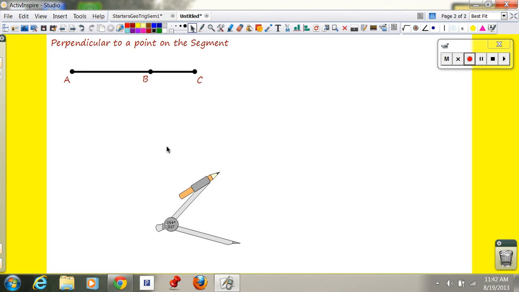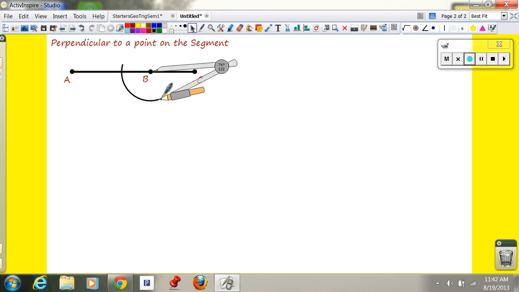We want to get a perpendicular line that goes through point B, and it's perpendicular to this line. So again, we need our compass. This one I also have a special name for. I call it the smiley face, and you'll see why. You're going to put your compass on the point that you want the perpendicular line to be at. So I'm going to put my compass right on point B. That's where I want my perpendicular to be. I'm going to make my happy face, or my smiley face, not too big. I'm going to go around point B so that it touches my segment in two places.